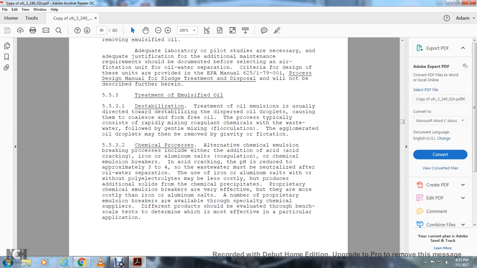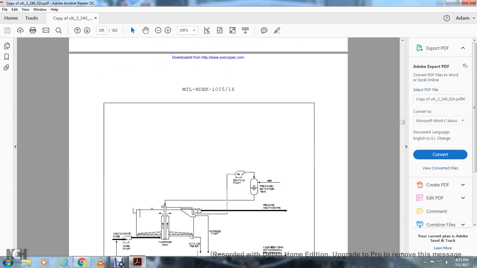Proprietary emulsion breakers are available through special chemical suppliers. Different products should be evaluated through bench scale testing to determine which is the most effective for the particular application.